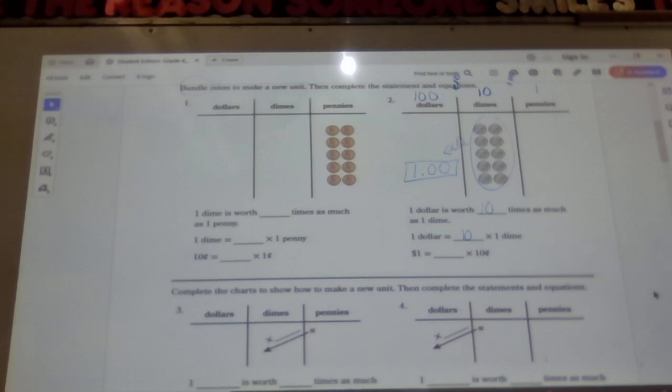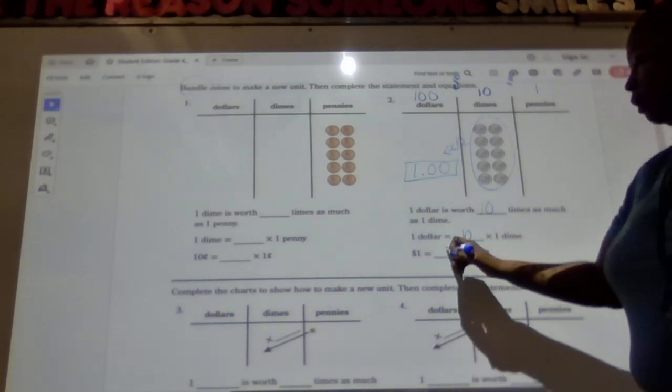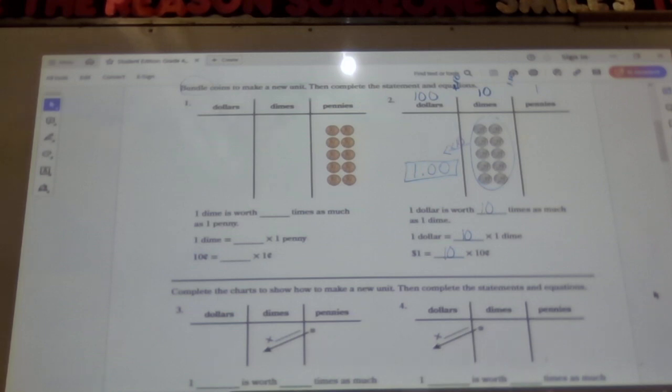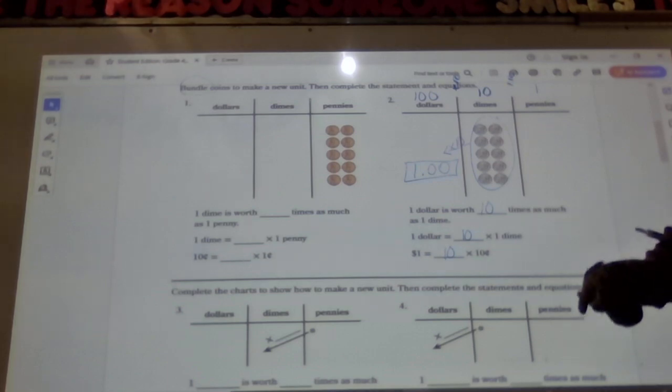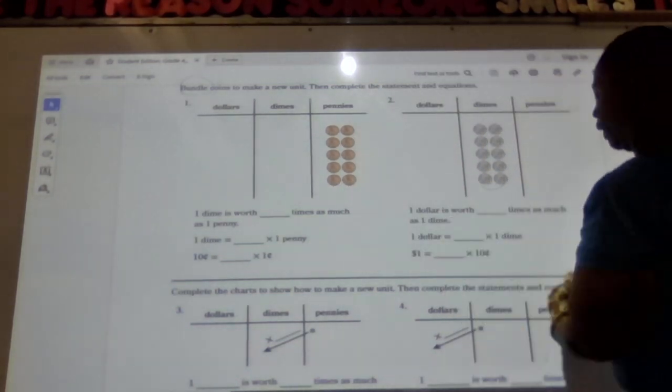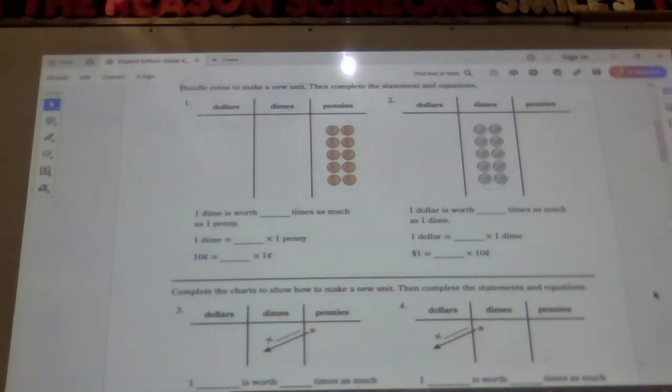And then we know $1 equals 10 times 10 cents equals $1. Okay? So that's how we're showing how place value and money go hand in hand. Okay? This is our class eraser graphic. Okay, now we're going to one more problem here.